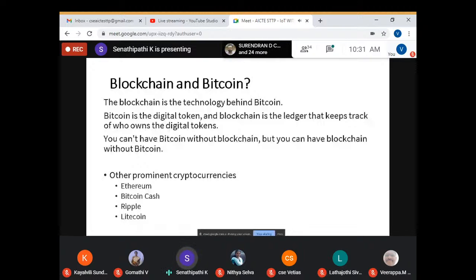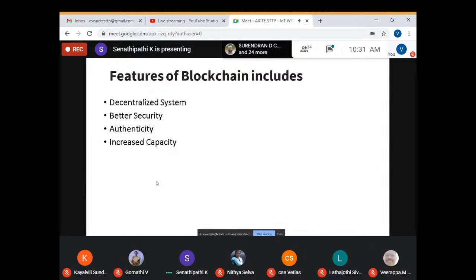The next one is features of blockchain. The first one is decentralization. It follows a decentralized mechanism, because a transaction must be validated and confirmed. Without that, the transaction will lack security. Every participant will be provided an identification. Without authenticity, no participant will be added into the network, and the size of the network can be increased. These are the features of blockchain technology.